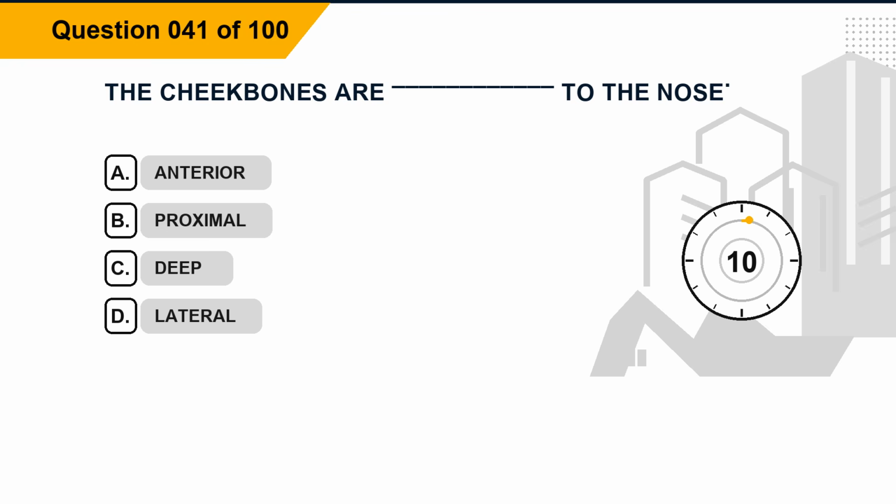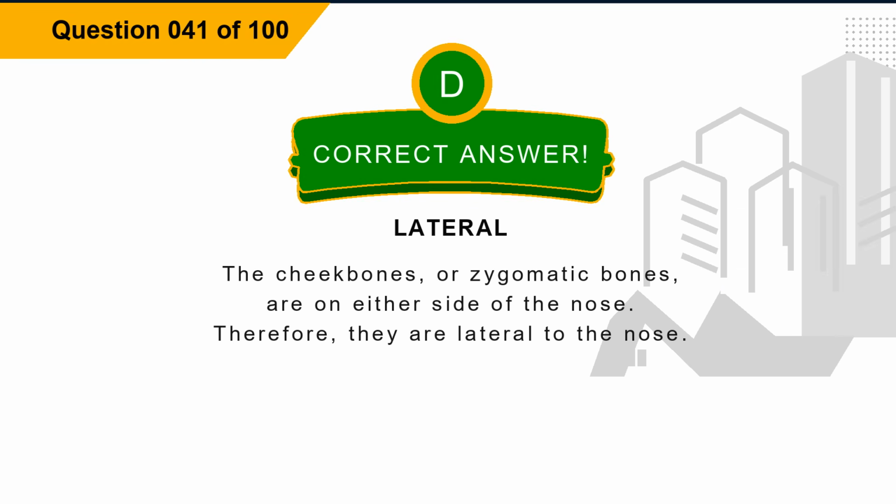Question 41. The cheekbones are blank to the nose. Option A, anterior. Option B, proximal. Option C, deep. Option D, lateral. The correct answer is option D, lateral. Explanation. The cheekbones, or zygomatic bones, are on either side of the nose. Therefore, they are lateral to the nose.